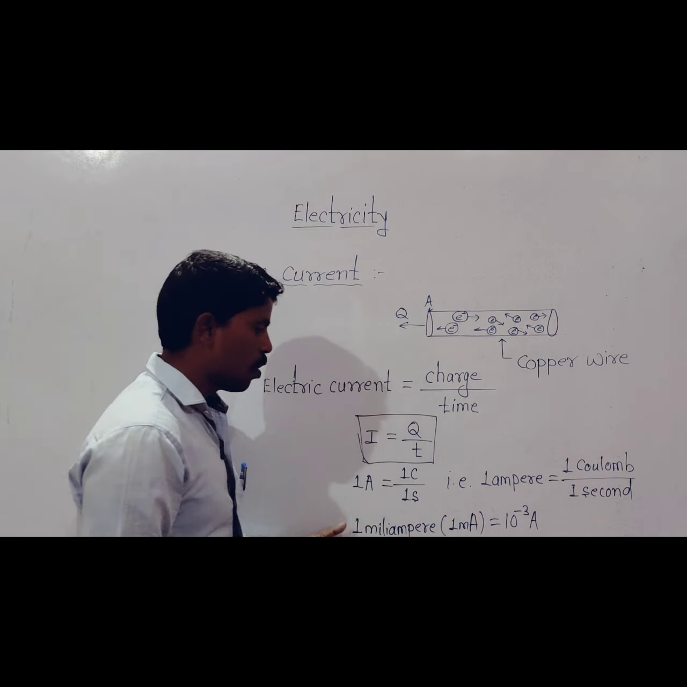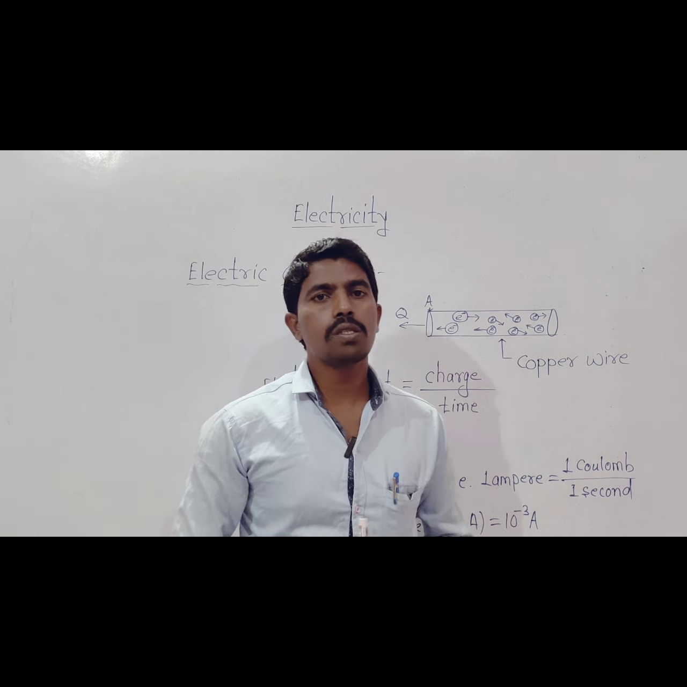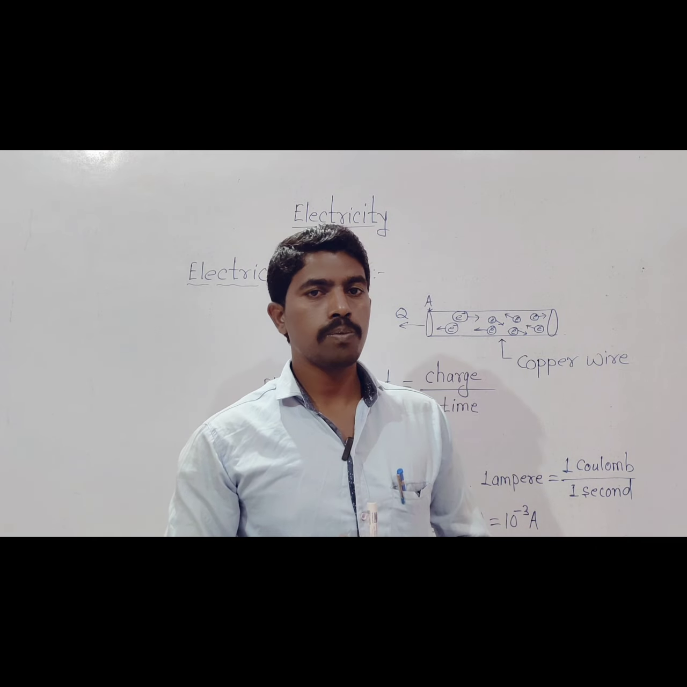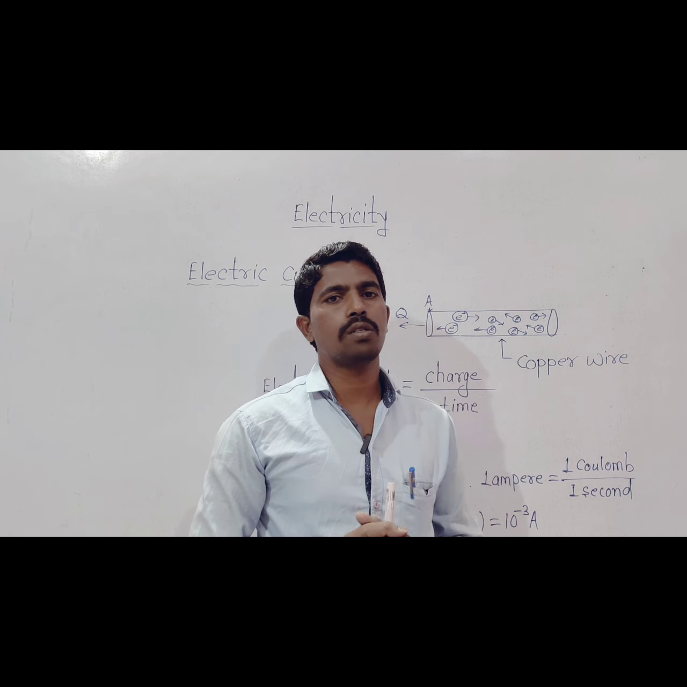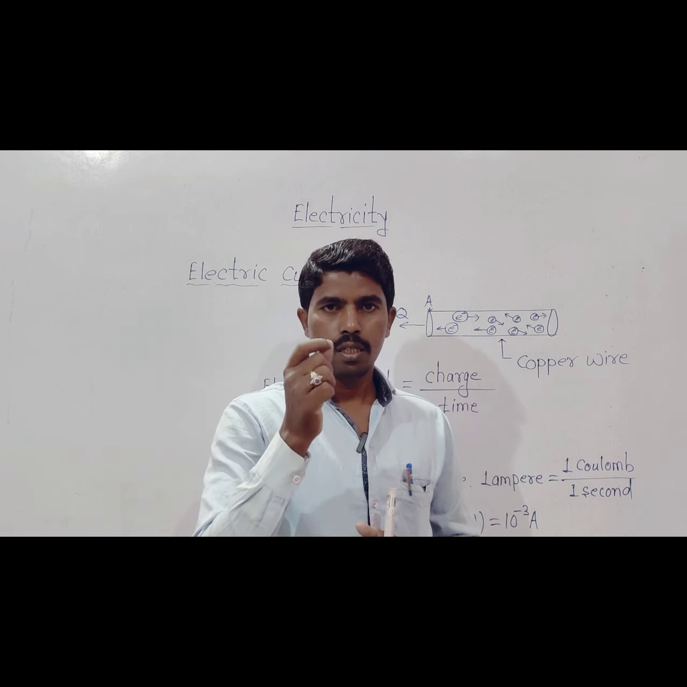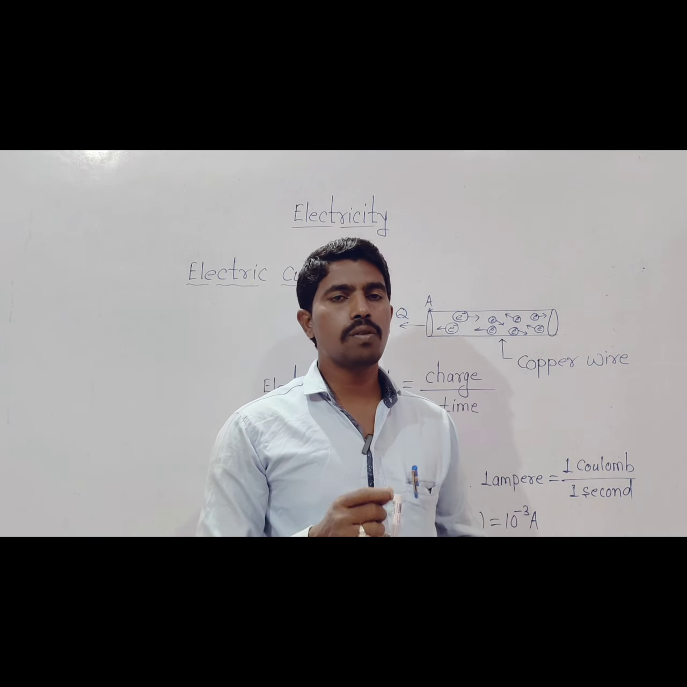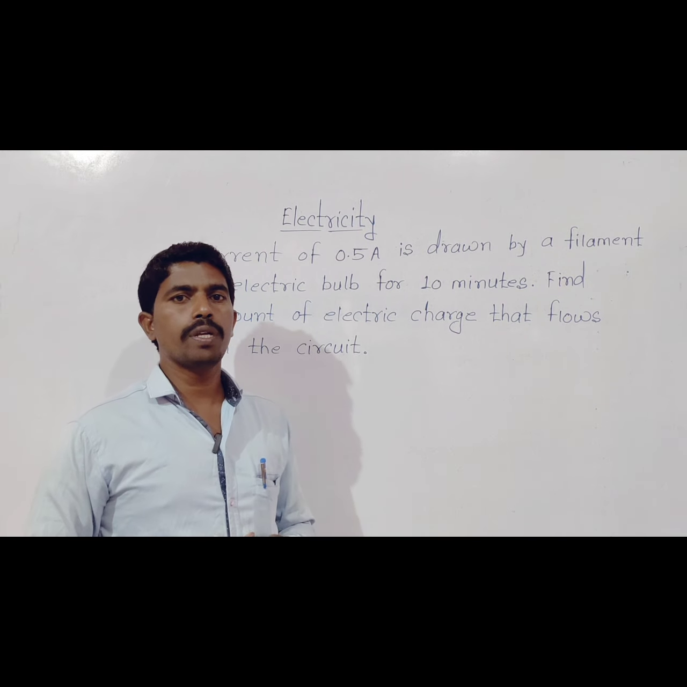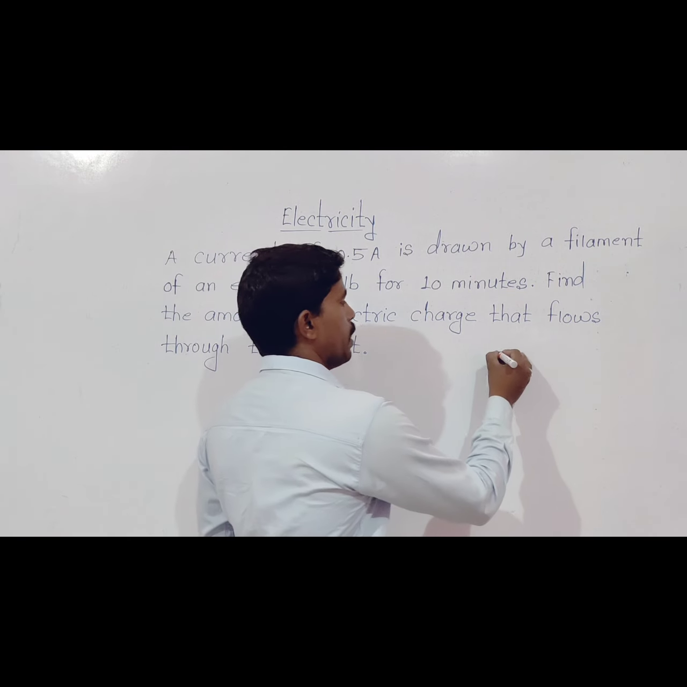So these are the small units to measure the current, and a device which is used to measure the current, that is called as ammeter. Ammeter is connected in a series with the circuit. Ammeter has low resistance. Ammeter is a device which is used to measure the current and it is always connected in a series. Now we will see the numerical based on the formula I is equal to Q by T.